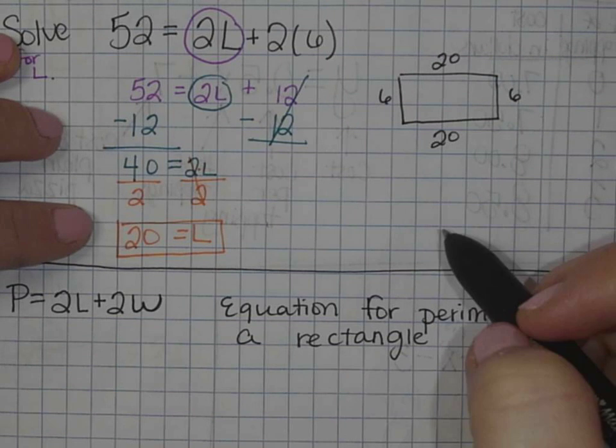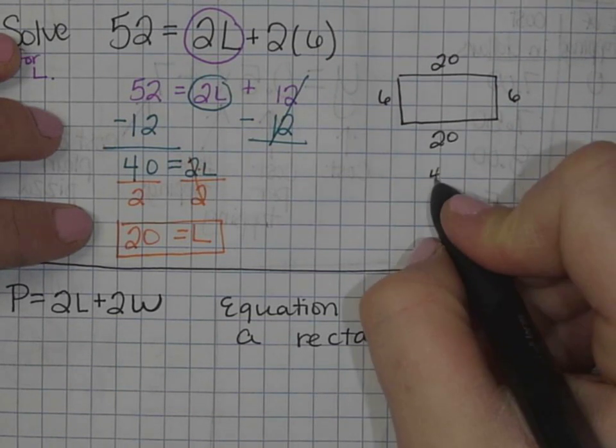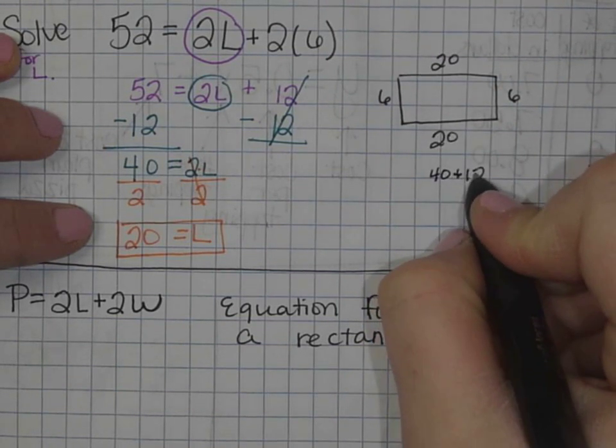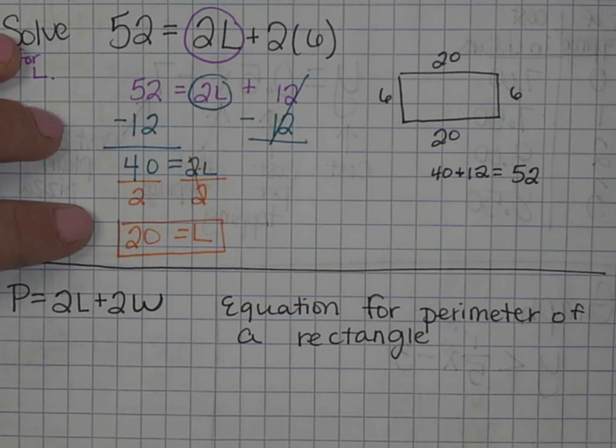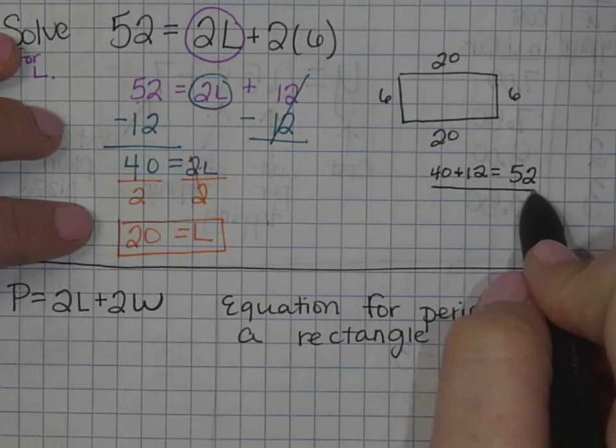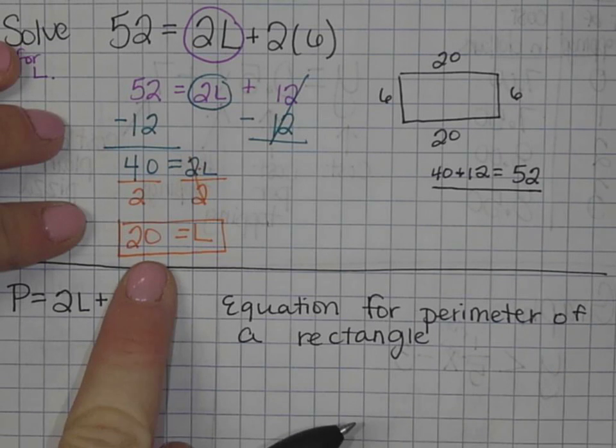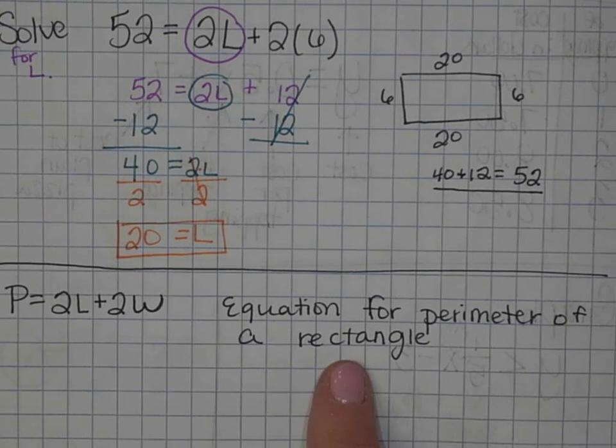20 plus 20 is 40. 6 plus 6 is 12. 40 plus 12 is 52. So this ended up finding our length, and that's why you do this.